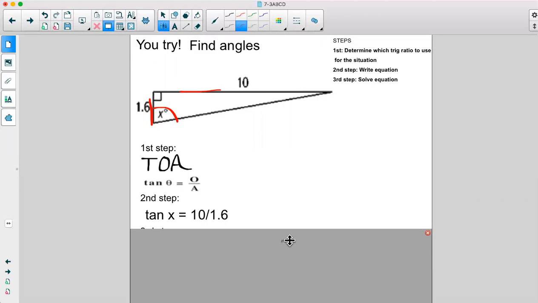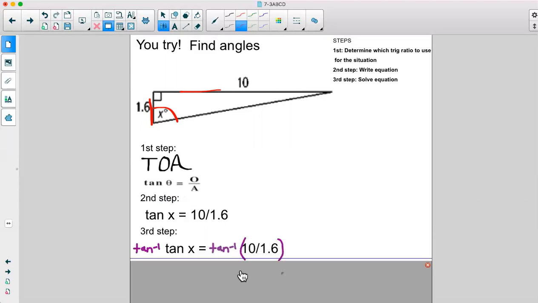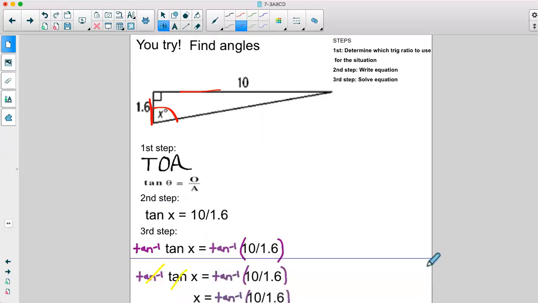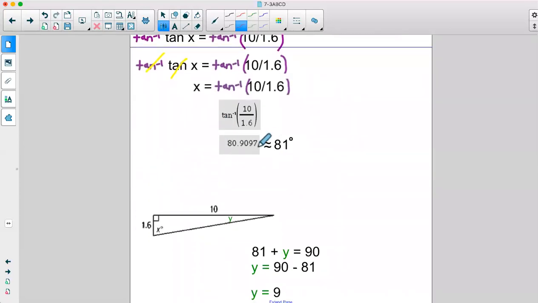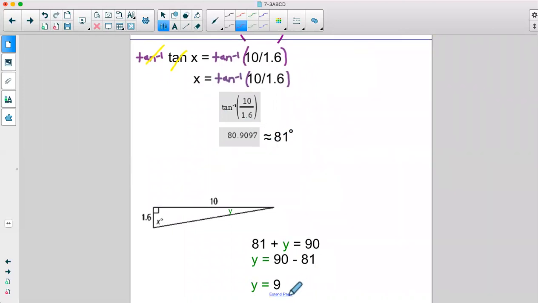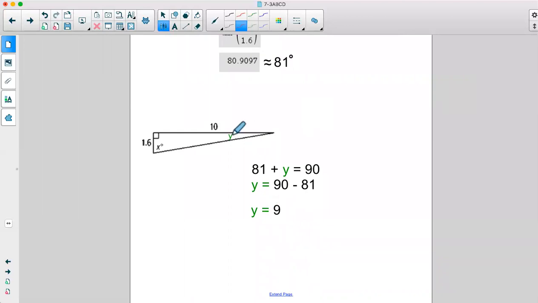So now let's write our equation. And third, we'll solve our equation. To solve the equation, we have to get x alone, so we have to undo anything happening to x. Tangent is happening to x, so we're going to take the inverse tangent of both sides. We know inverse tangent undoes tangent. We just have to remember to do the inverse tangent to both sides of the equation. And then we use our calculator to find that x is 81 degrees, rounding to the nearest whole degree. Once we know x, we can find y because we know that the two acute angles inside a right triangle are complementary.